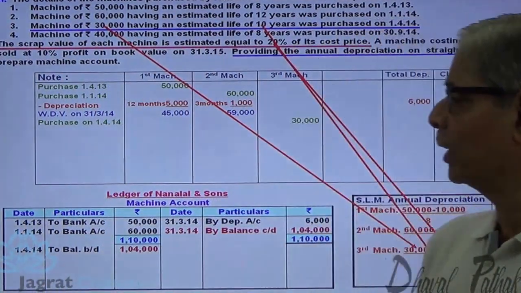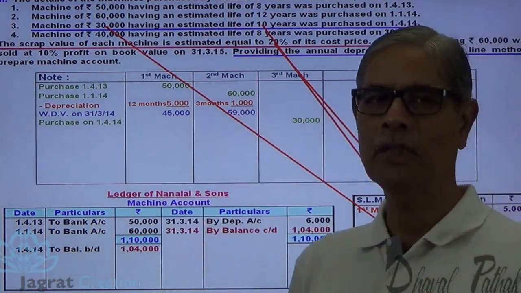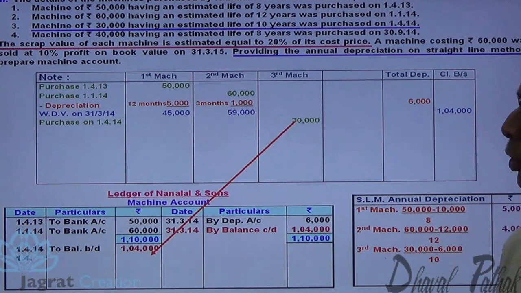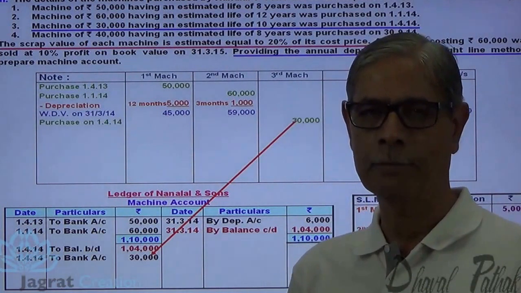After calculating annual depreciation in this fashion, let me write down this purchase of machinery to the debit side of machinery account. So machinery account debit to bank account credit. 30,000 machine purchased is recorded.